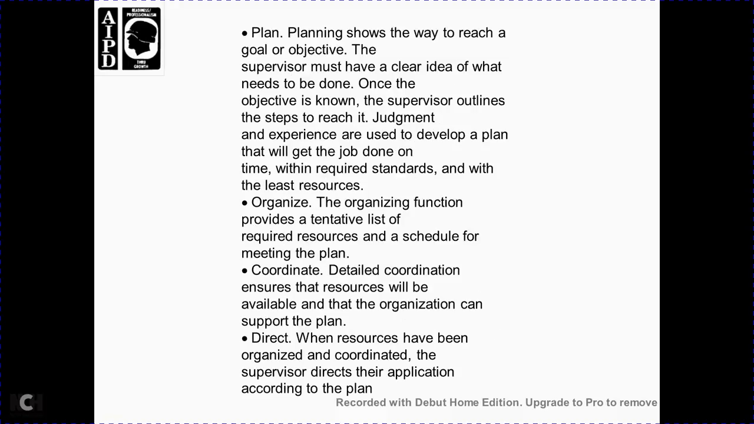Planning shows the way to reach the goal or objective. The supervisor has a clear idea of what needs to be done, and once the objective is known, outlines the steps to reach it. Using judgment and experience, the supervisor develops a plan that will get the job done on time, to the required standard, with the least resources.